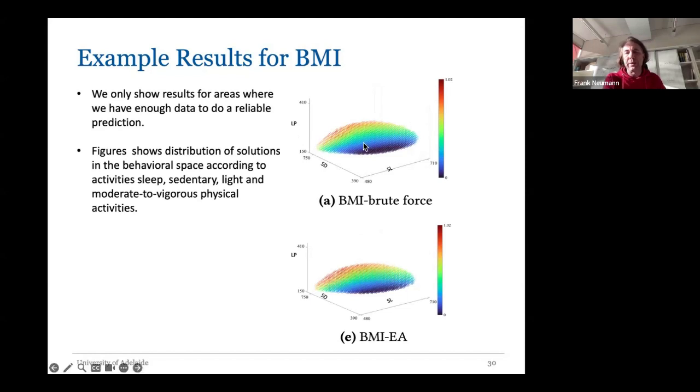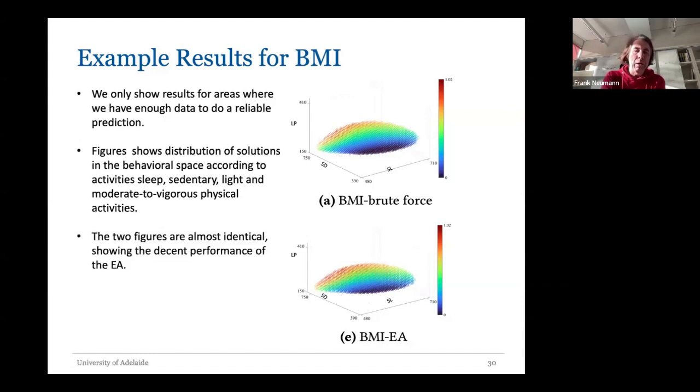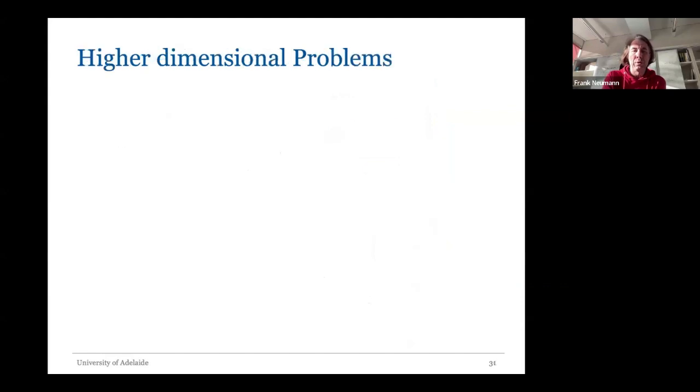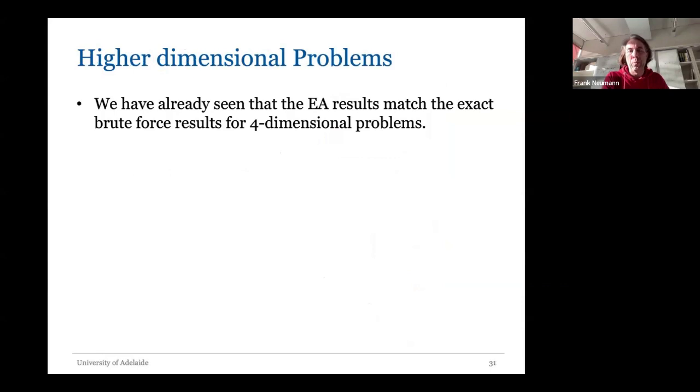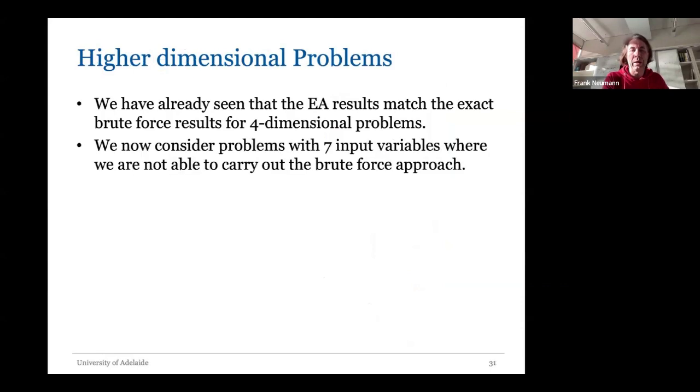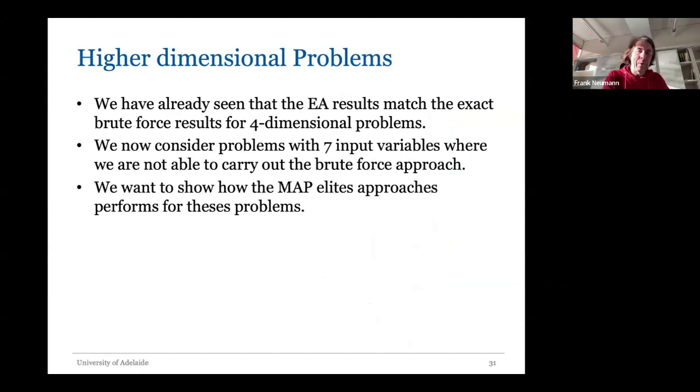And then we again highlighted in terms of color what would happen for the BMI score. So what we see here is that the figures of this brute force approach, where we just enumerated everything in 1 minute time intervals, look pretty similar to what we get for the EA. And that was essentially our sanity check for the 4-dimensional problem. Okay. And then we moved on to do this for higher dimensional problems. Especially we wanted to see how that is when we have 7 input variables, where we could not do brute force anymore. And we wanted to see how this MAP-Elites approach essentially performs for these problems.